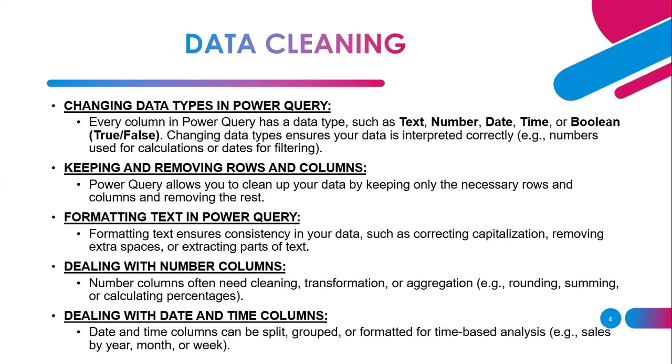So we have data cleaning. These are data cleaning we're going to be doing. They said changing data types in Power Query. So they said each column in Power Query has a data type. Somebody gave us the definition of data type. I think that was our last class. Said that it controls how our data is stored. It ensures that our data is interpreted correctly. So each column in Power Query has a data type, and we have the umbrella names like text, number.